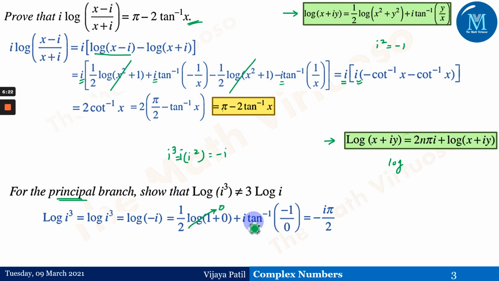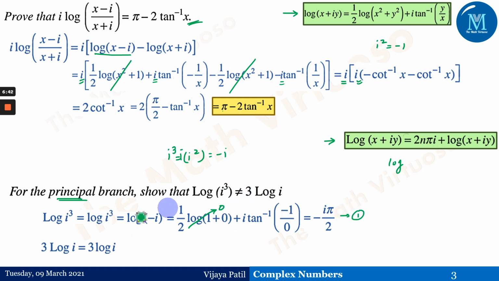And what about this? So i times tan inverse of minus 1 by 0, right? This is nothing but minus of i pi by 2, because it's tan inverse of infinity, that is pi by 2, right? And because of the minus here, this is the first equation, you can say, over here.